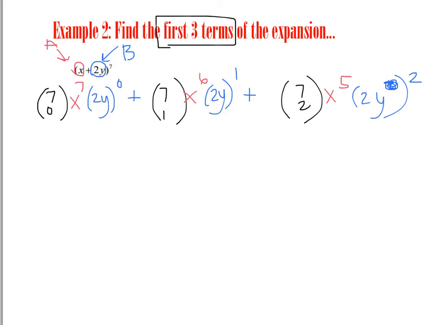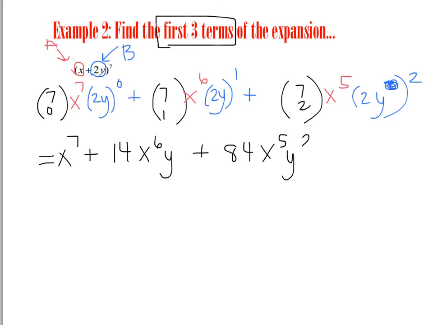Okay, so this first one we're going to get x to the 7th for our first term. Then we'll have 7 choose 1 times 2, so 14x to the 6th y, plus 7 choose 2 times 4 would be 84x to the 5th y squared.